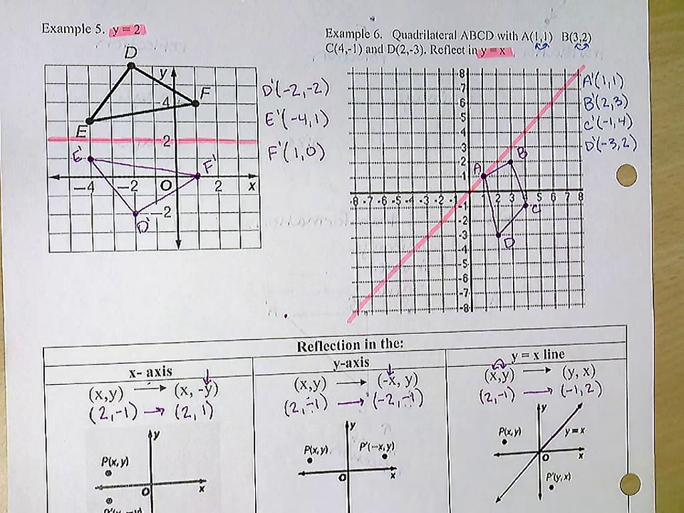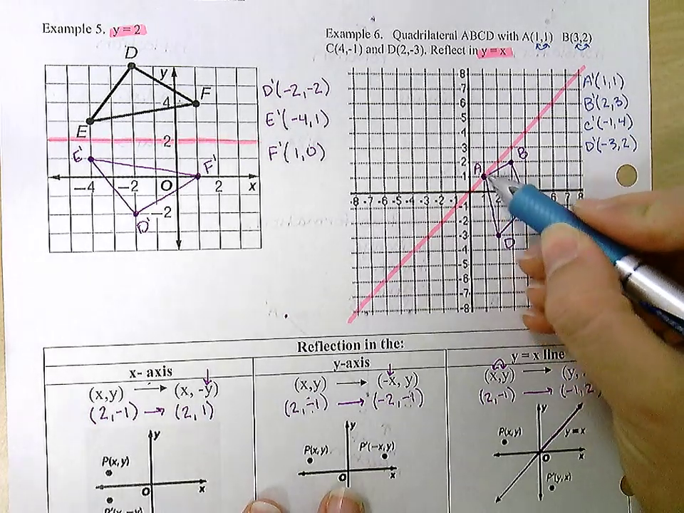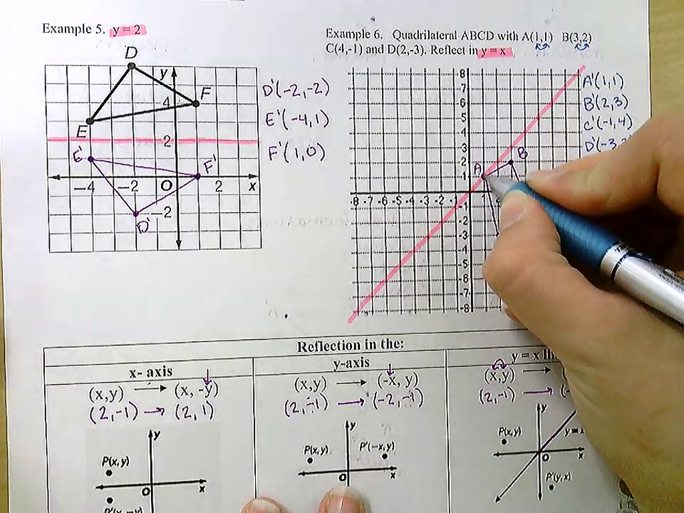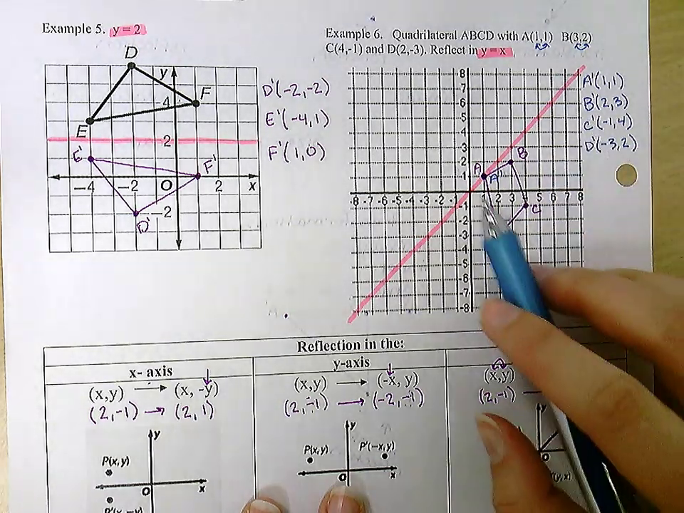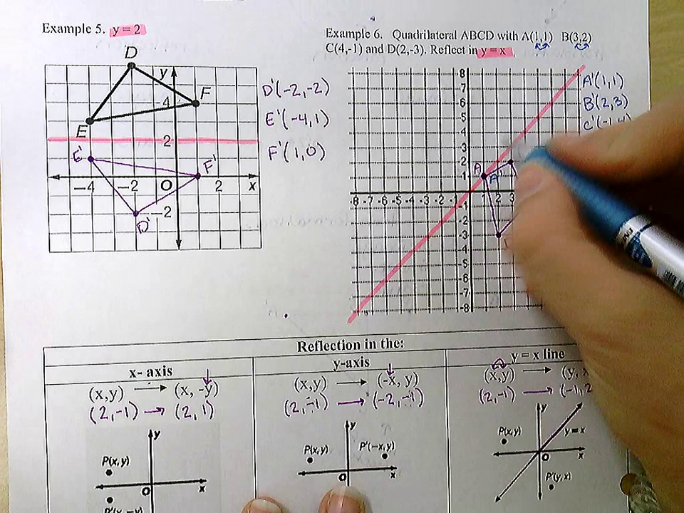Now I can plot those on my coordinate grid. So A prime is at 1, 1. It's still right there. B prime is at 2, 3.